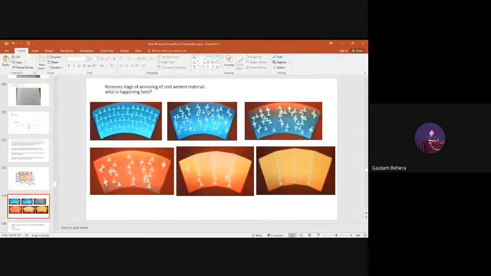So what is this figure showing? Can anybody tell me about this figure and this figure? What is happening when the temperature is increasing slowly? Just look at this one and this one. They are coming nearer to each other. Yes, dislocations are gliding. Just look at this figure and compare this figure with this figure. Annihilation is happening. Very good.